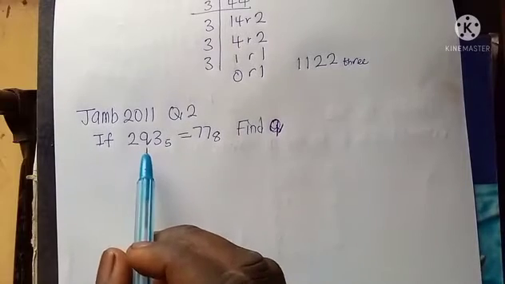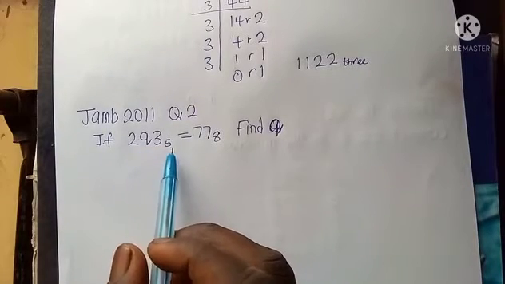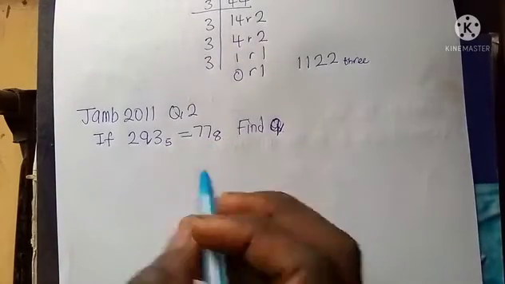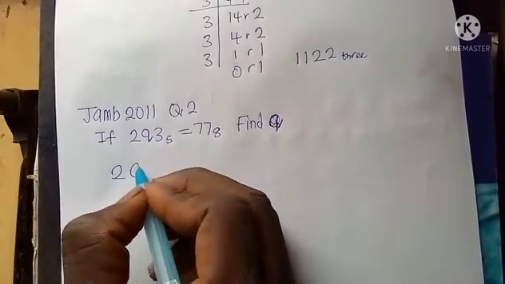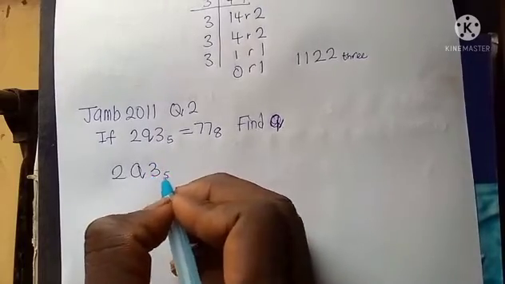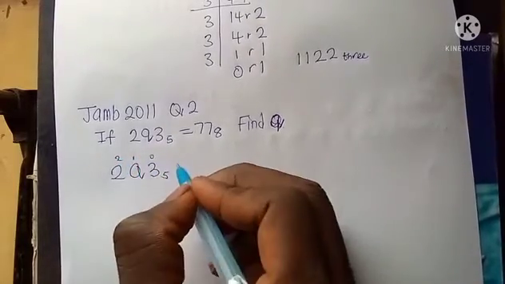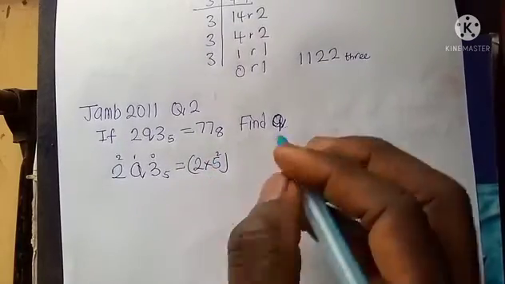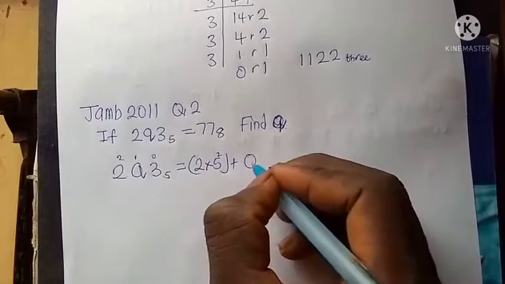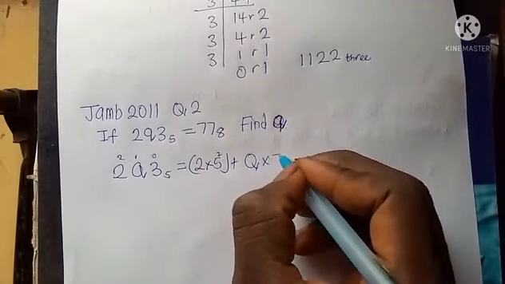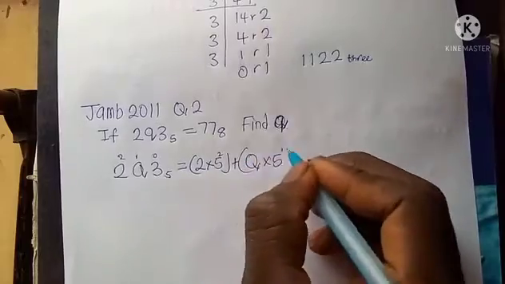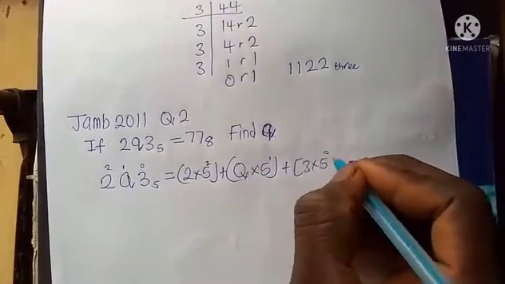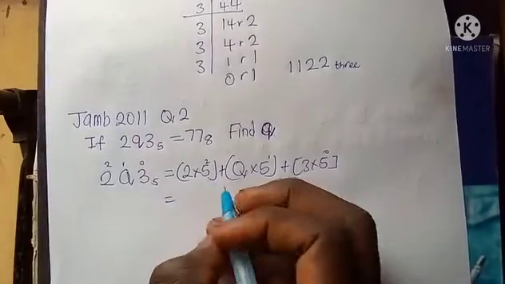So this is another JAMB question. 2q3 base 5 is equal to 77 base 8. First things first, convert both of them to base 10. We have 2q3 base 5, so place values 0, 1, 2. So 2 times 5 raised to the power of 2, plus q multiplied by 5 raised to the power of 1, plus 3 multiplied by 5 raised to the power of 0. So we are asked to find q.